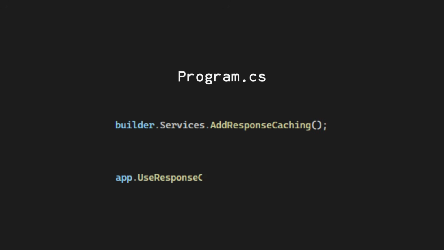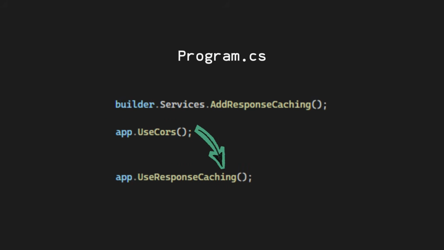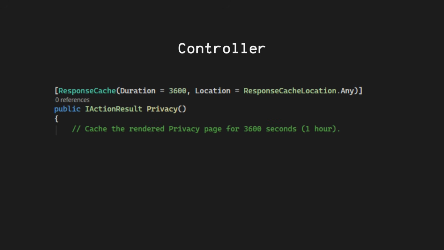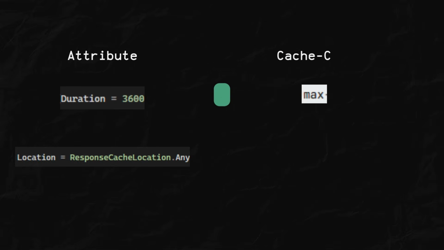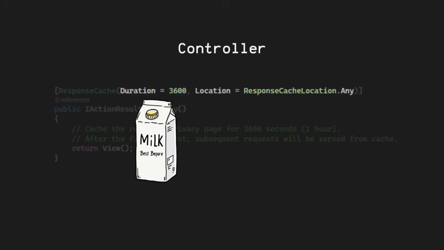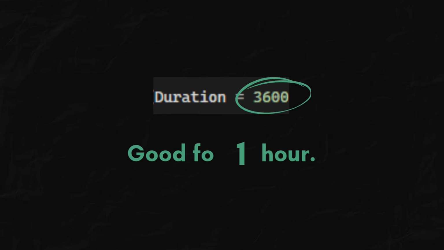In Program.cs, add AddResponseCaching and UseResponseCaching. If your Program.cs includes UseCors, make sure to call it after UseCors. Then, add the ResponseCache attribute to the method you want to cache. You can set the cache duration in seconds and the location. Duration translates to max-age in the Cache-Control HTTP header. Think of max-age like a best before date on milk. Max-age equals 3600 means good for 1 hour.